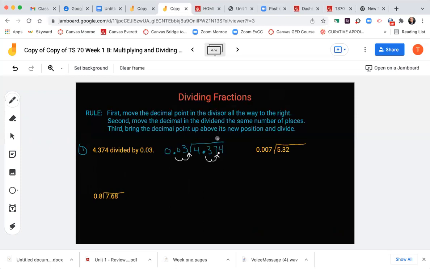And then I'll put it right above there where it goes. Then I would do my long division. 3 goes into 4 one time. That's step 1. Step 2 is to multiply. 1 times 3 is 3. Step 3 is to subtract. 3 from 4 is 1.